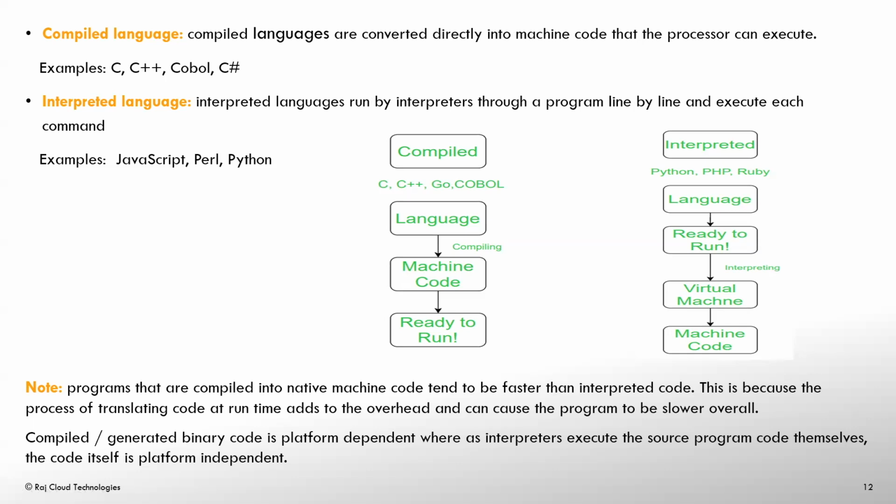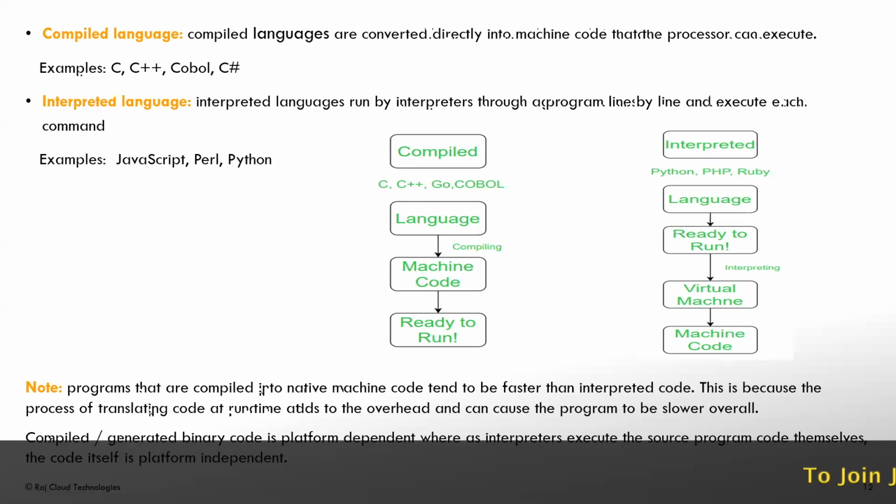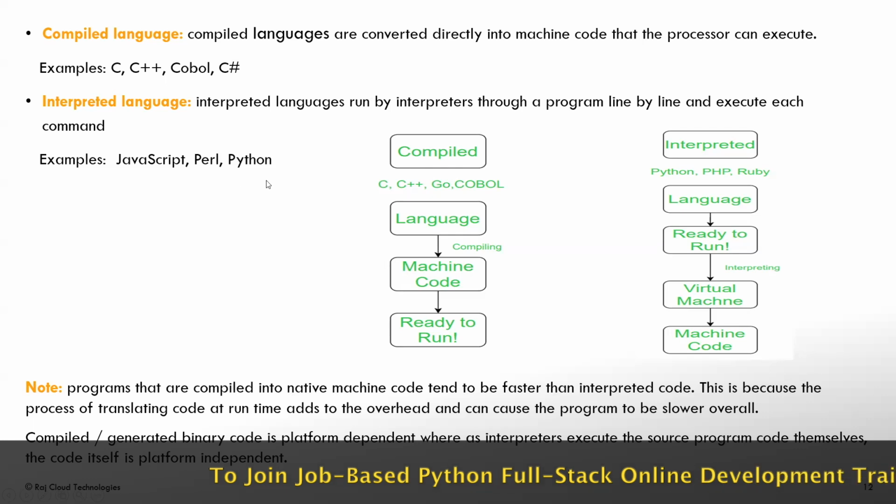That means there is no compilation step. You will directly run the program. The interpreters will convert your programming language at execution time, at run time. You don't need to compile them. You can directly execute the interpreted programming languages like JavaScript, Perl, or Python.